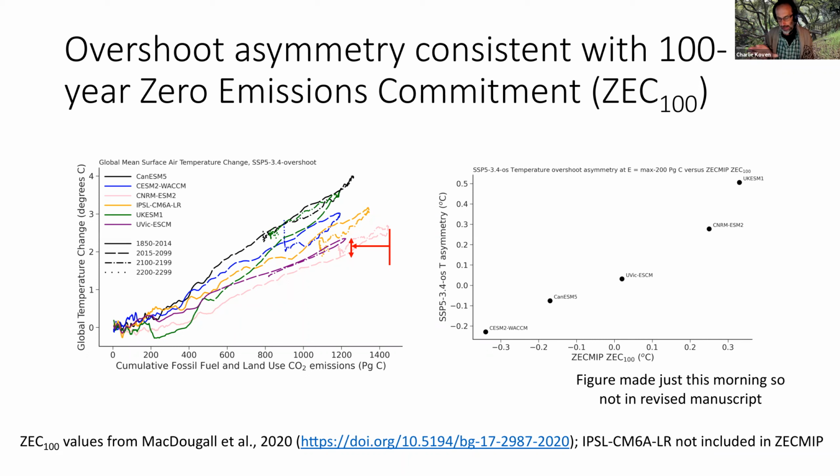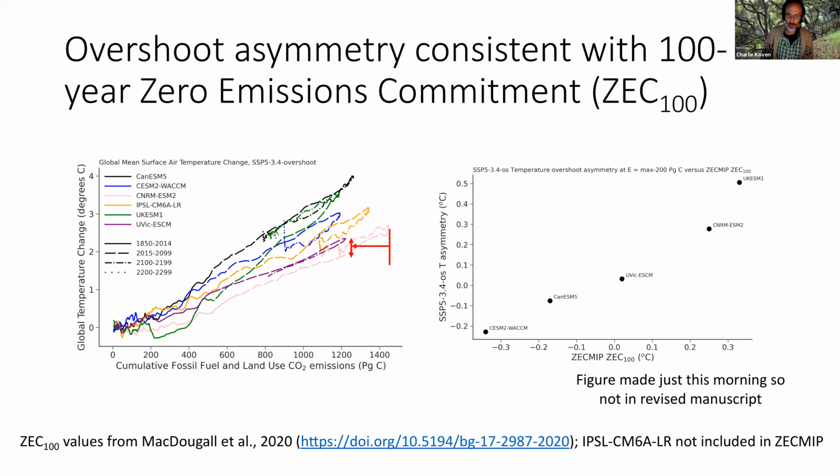And in this paper led by Andrew McDougall, we quantified this for a bunch of models. The thing we used in the IPCC AR6 was that this zero emissions commitment was roughly zero, but possibly non-zero, right? And so these models show some of the span of plausible values of this 100-year zero emissions commitment. So I went to the table in that manuscript and pulled out the 100-year zero emissions commitment from each of these models, basically how much warming, or warming or cooling, how much of a temperature change you get compared to the point at which you assert zero emissions after 100 years.